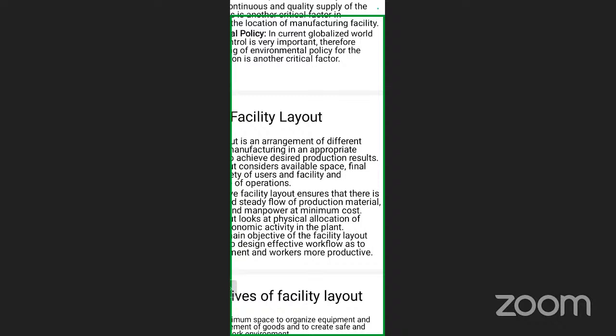Suppose how you will say it is an effective layout. That means facility layout ensures there is a smooth and steady flow of production material. We have to ensure there is a smooth and steady flow of production of material, equipment and manpower at minimum cost. Right? That means we have to promote the space to organize equipment and facilities, right?